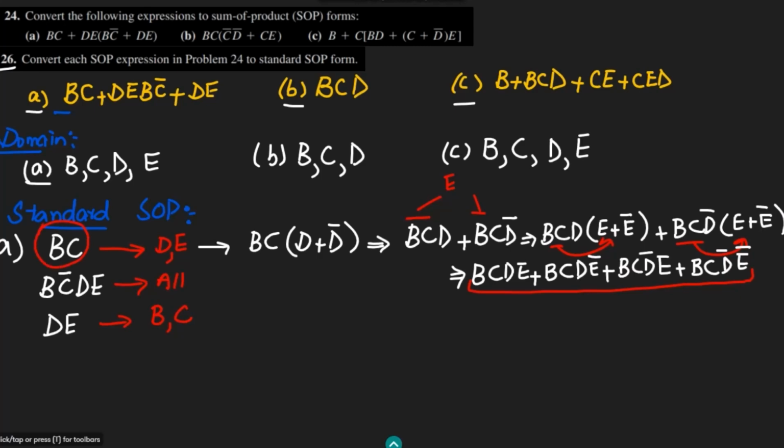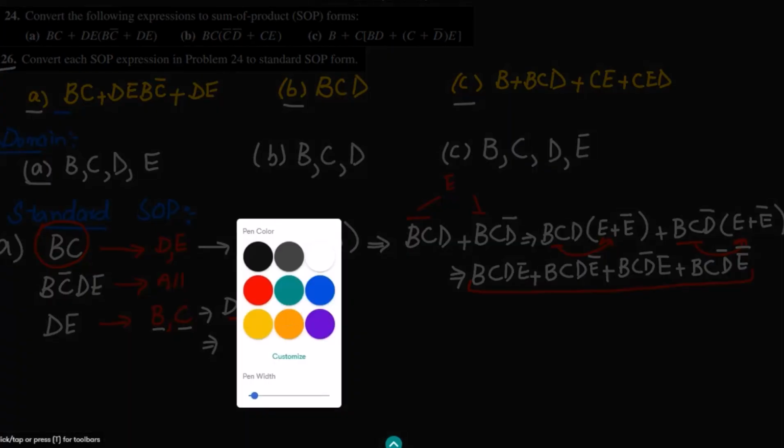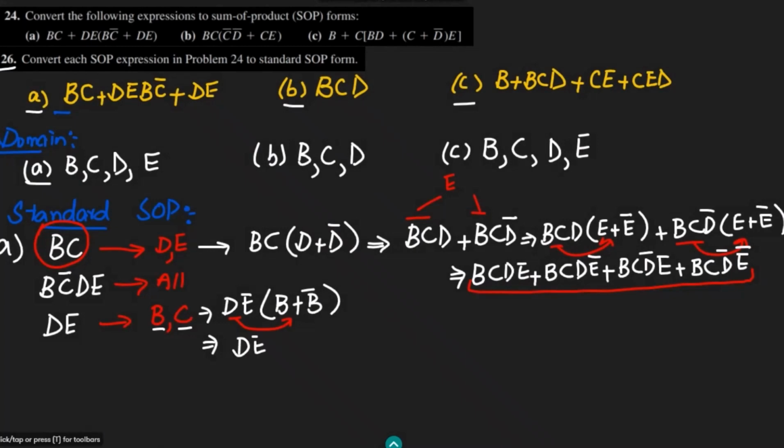Now for this part which is DE, let me solve it, and for it the deficient terms are B and C. So first let me write B plus B prime with it. After that I have to multiply it with all the terms here. So what will I get? I will get DE B plus DE B prime, or rearranging, I will get B DE plus B prime DE.